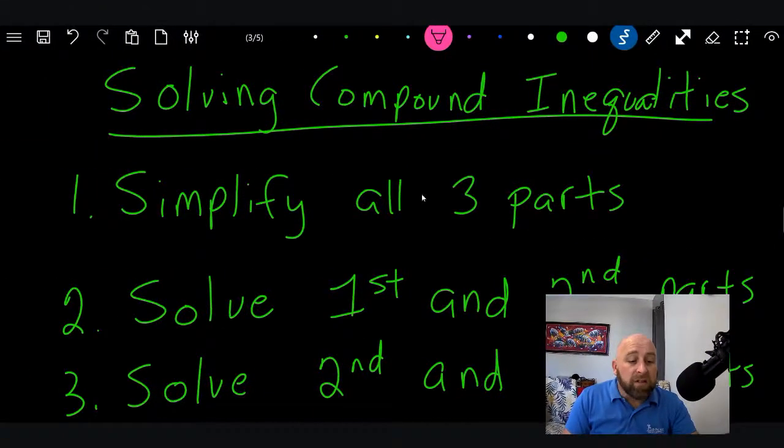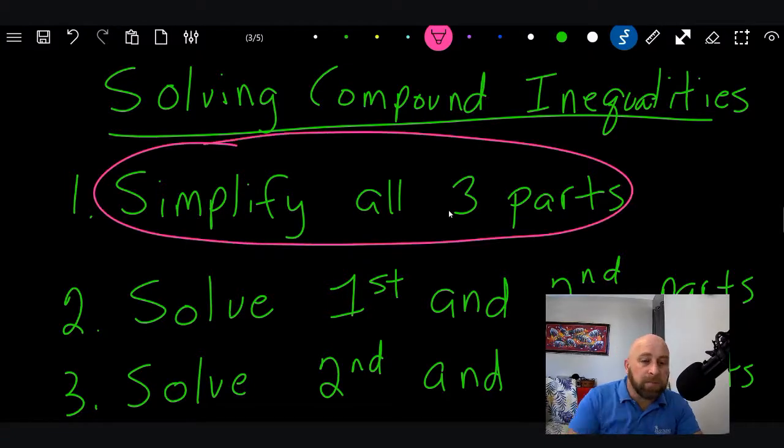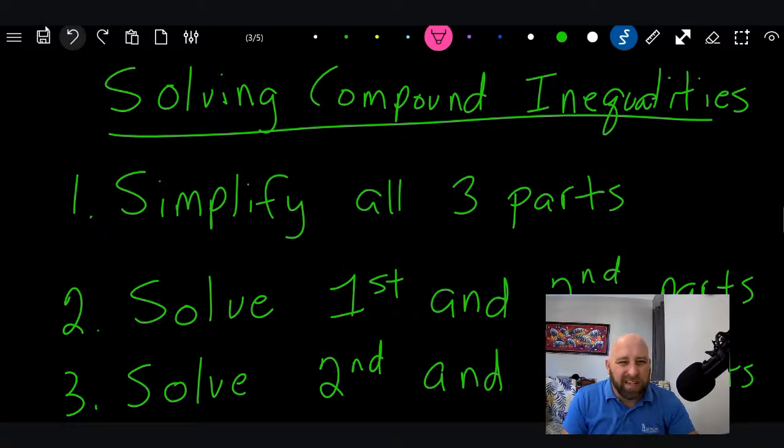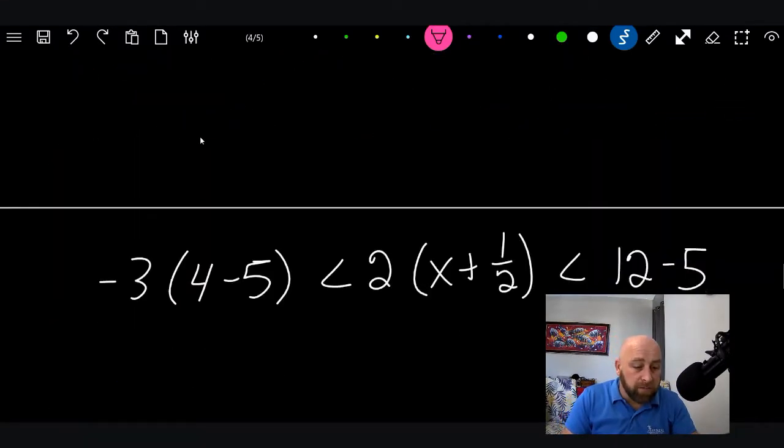All right. So first of all, number one, we need to simplify all three parts. Okay. Simplify all three parts. Now, right now you're thinking, what does that even mean? Simplify all three parts. Well, let's look at one. We're going to do one while we're talking about these steps. Okay, so let's go down here.